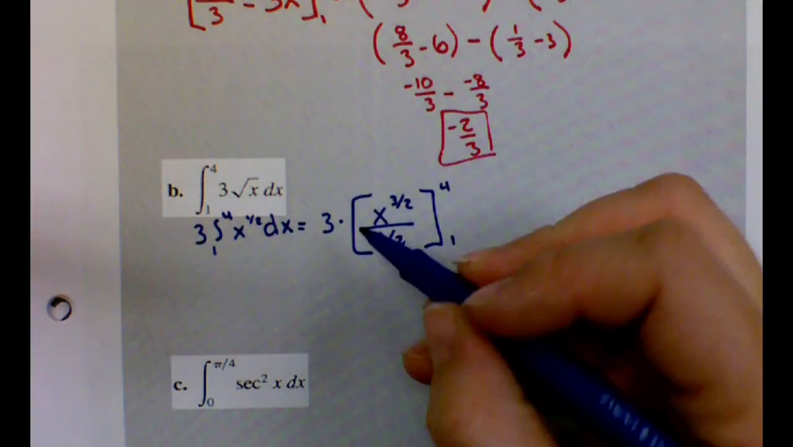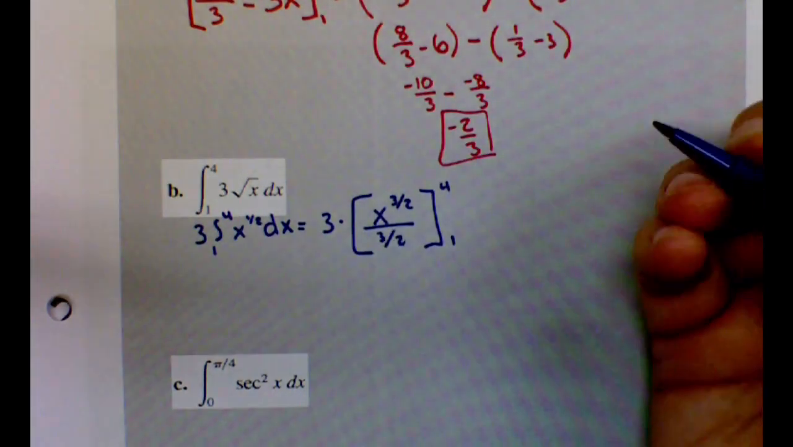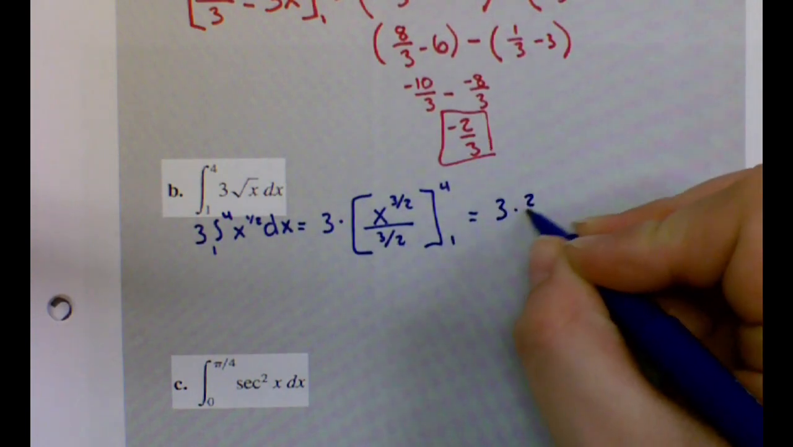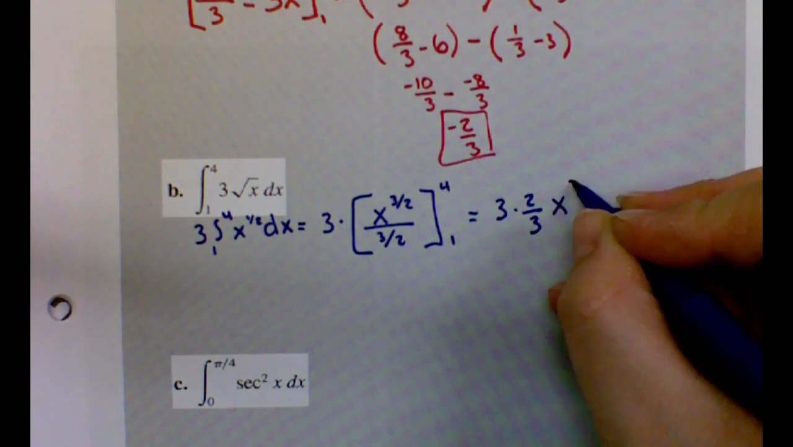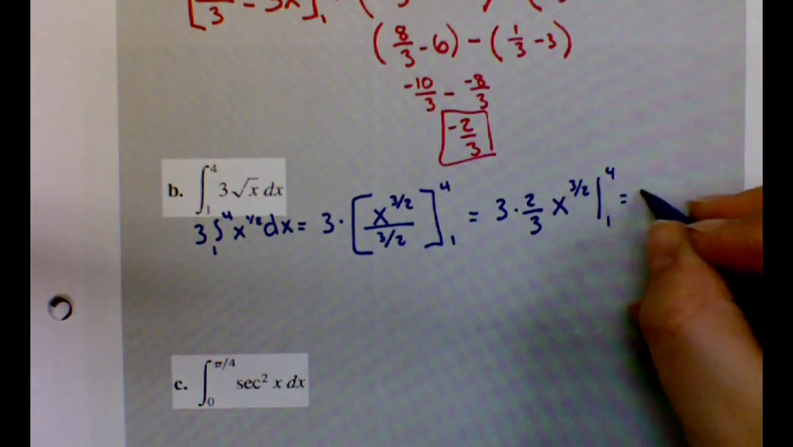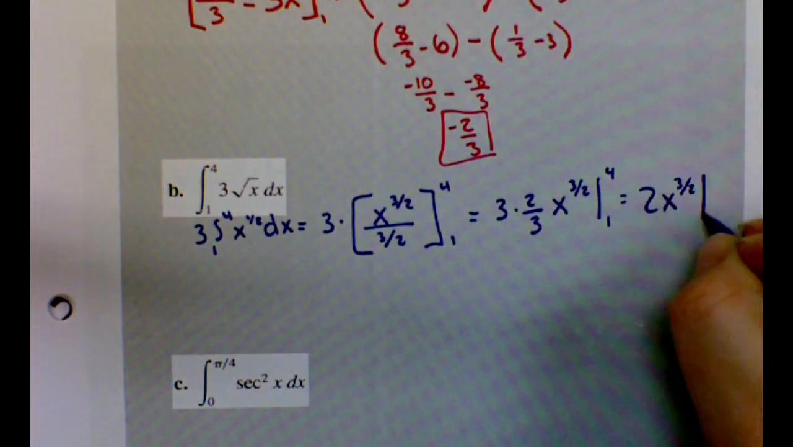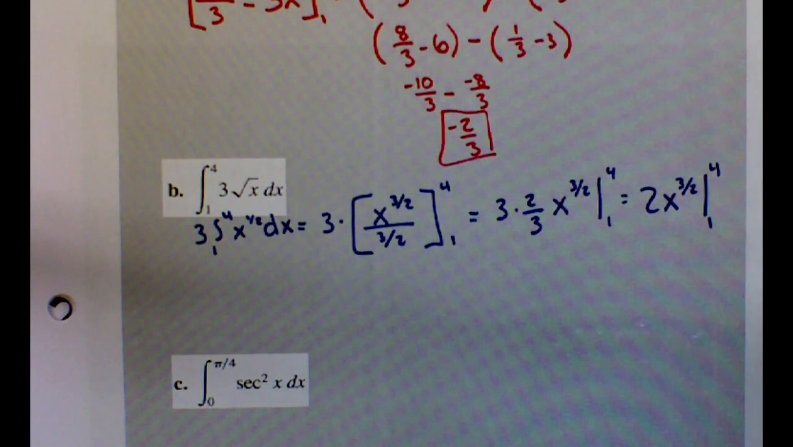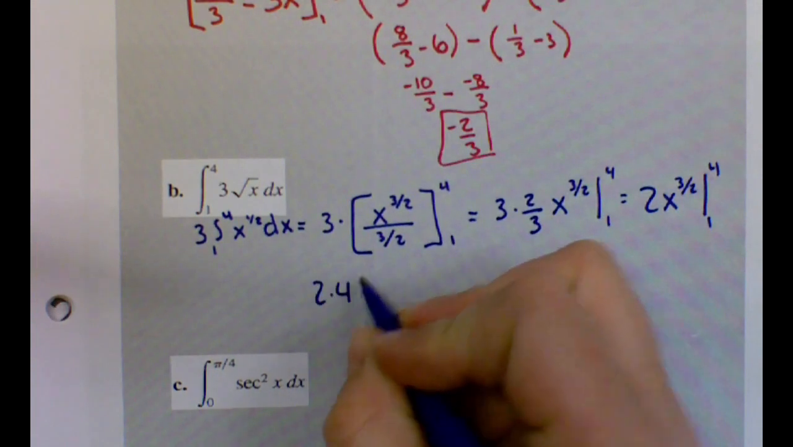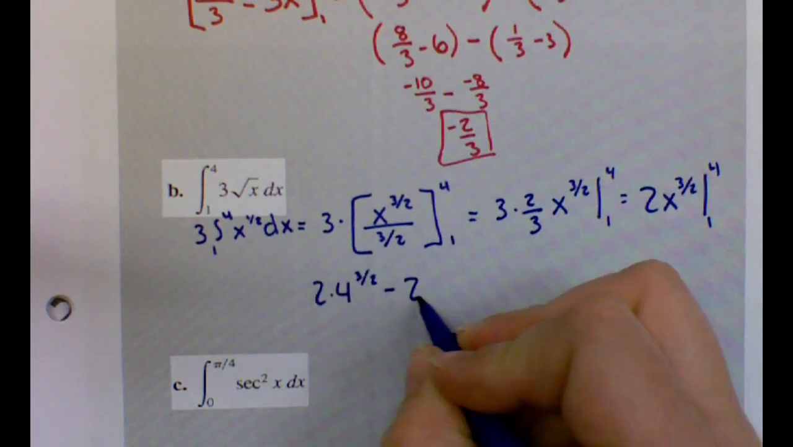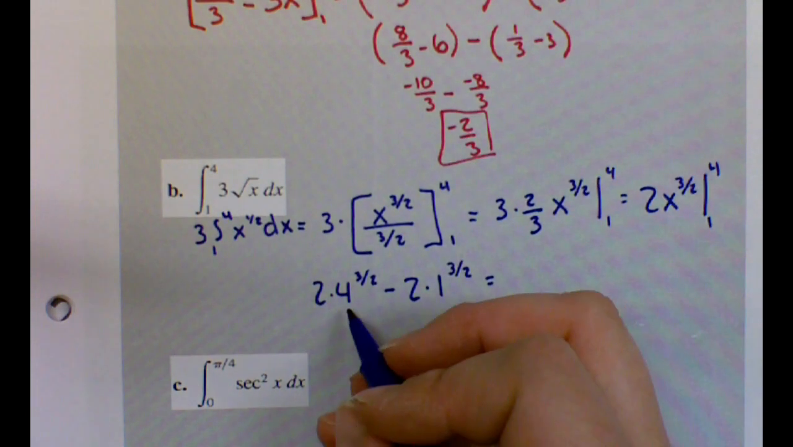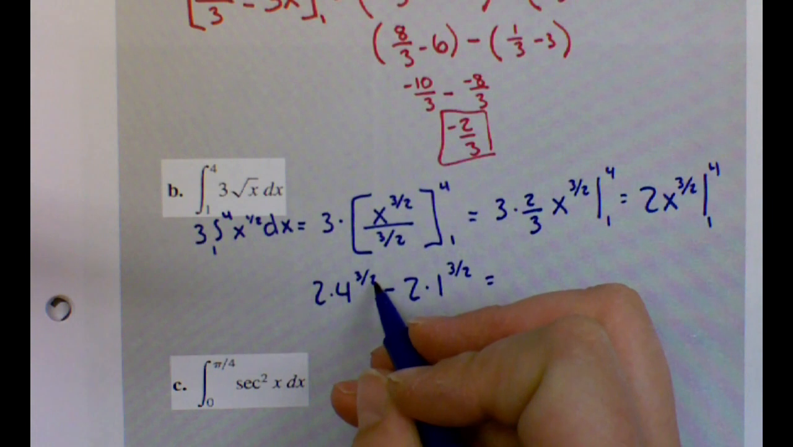I would clean this up a little. The 3 could be inside or outside. It doesn't make a difference. So my 3/2, if I'm dividing by 3/2, I'm really multiplying by 2/3, x to the 3/2 power from 1 to 4. And those 3's cancel, leaving me 2x to the 3/2 power from 1 to 4. And now we plug in our values. Plug in the top bound first, so 2 times 4 to the 3/2 power, minus 2 times 1 to the 3/2 power. 4 to the 3/2 power, that's 4 times the square root of 4, which is 2.